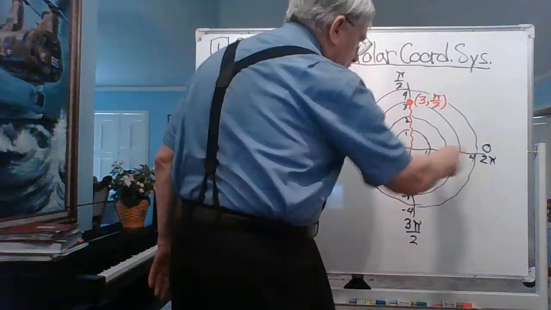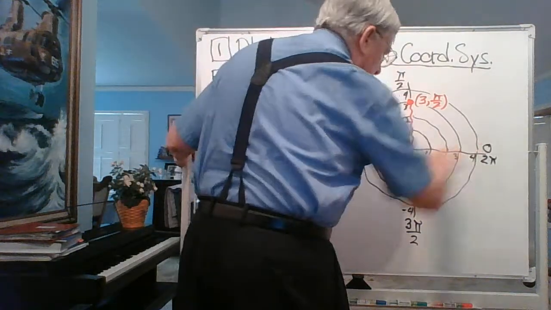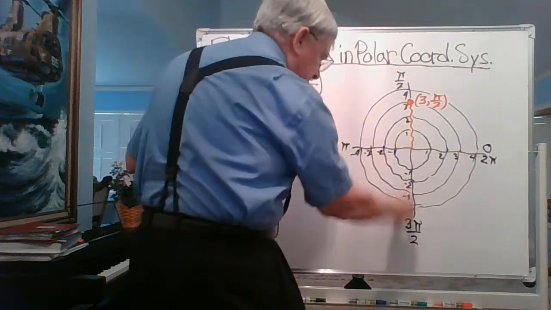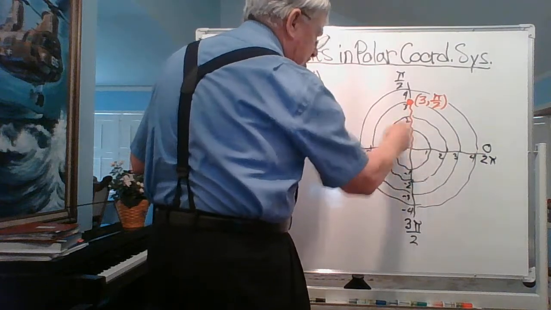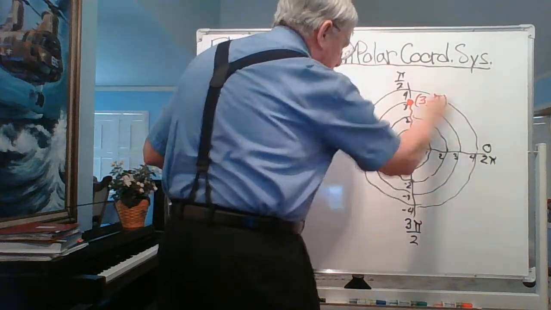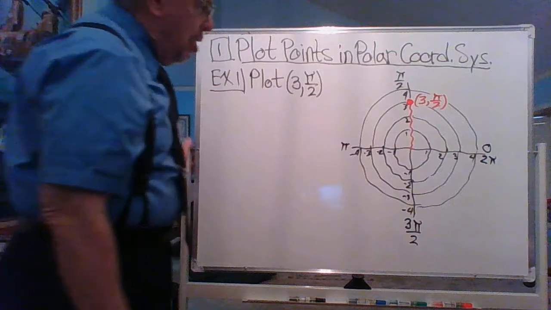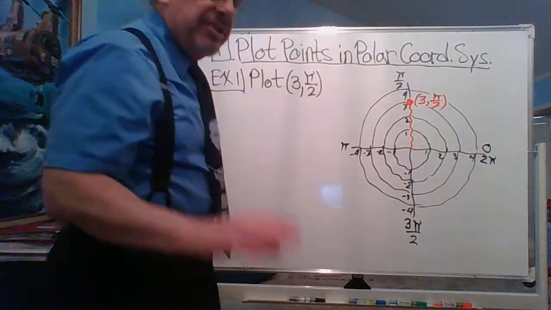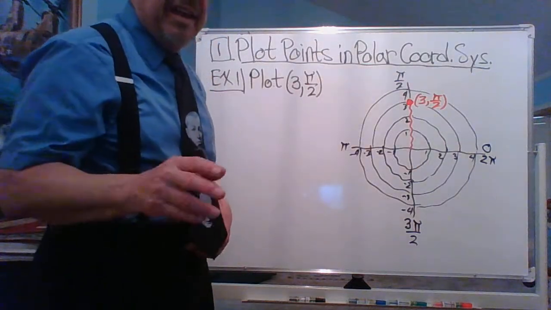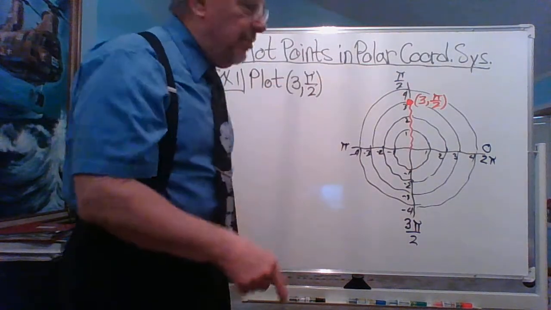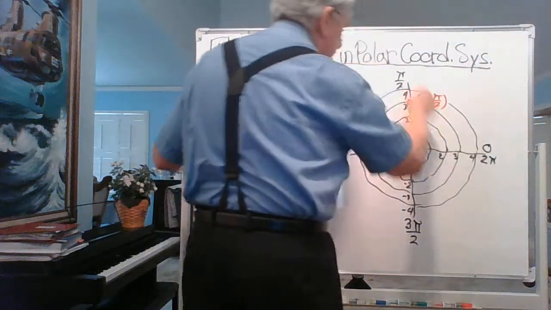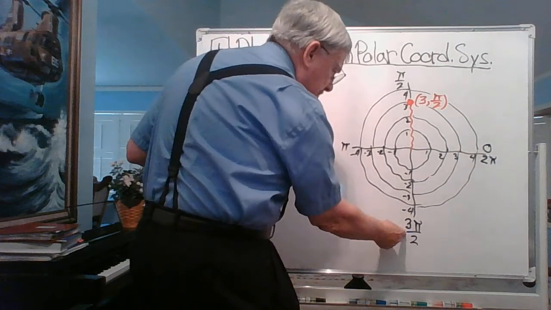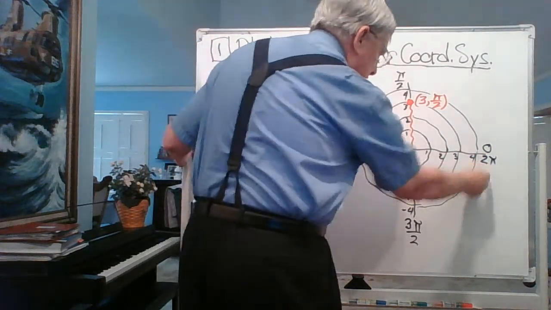So here I have my polar coordinate system with my polar axis, positive this direction, negative this direction, and my concentric circles for 1, 2, 3, and 4. So I go out from the pole, out 3 units in pi over 2. Remember, my theta is measured counterclockwise from the polar axis. So this is 0, pi over 2, or 90 degrees, pi, or 180 degrees, 3 pi over 2, 270 degrees, and back to 2 pi.